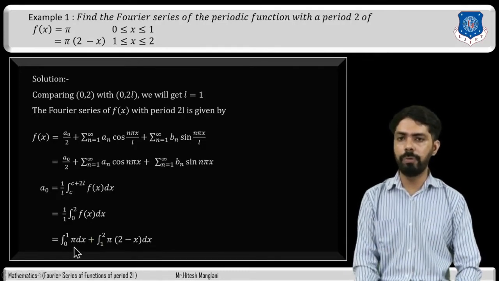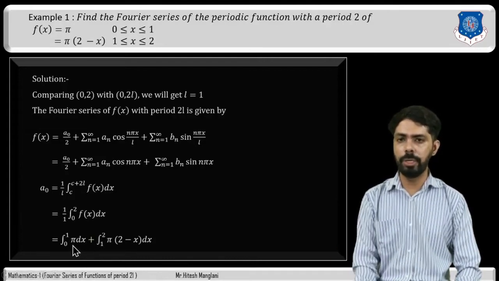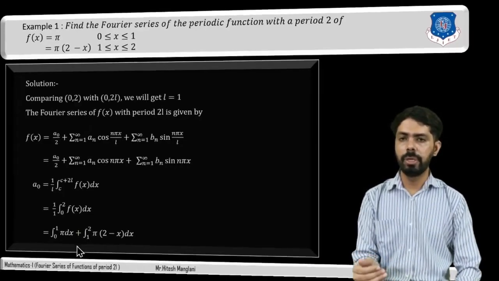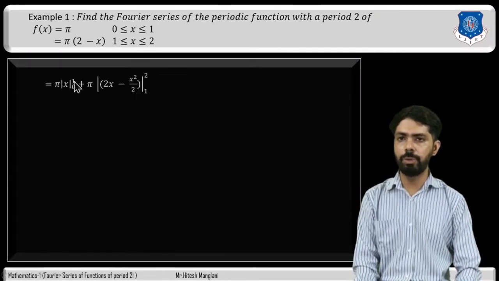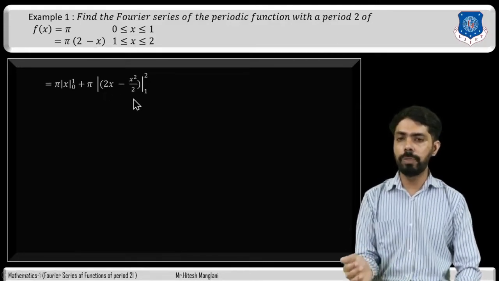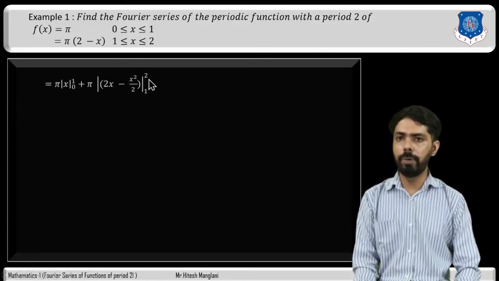Now first of all we have to find the integration of pi with respect to x. Here pi is constant, and integration of 1 dx is x, so it will be pi times x with limit from 0 to 1, plus pi times, integration of 2 with respect to x is 2x minus integration of x with respect to x is x squared divided by 2, because we know the formula that integration of x raised to n is x raised to n plus 1 divided by n plus 1, with limit from 1 to 2.